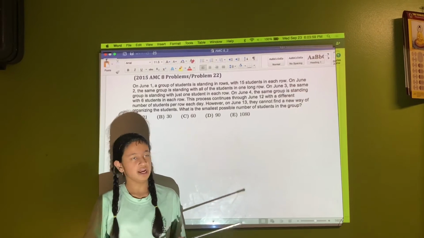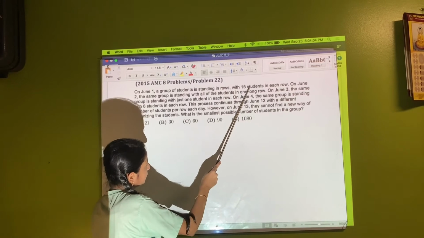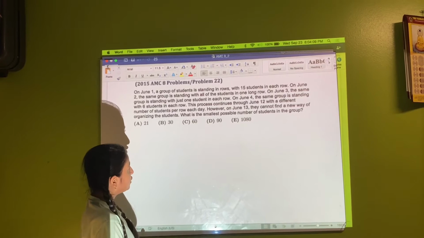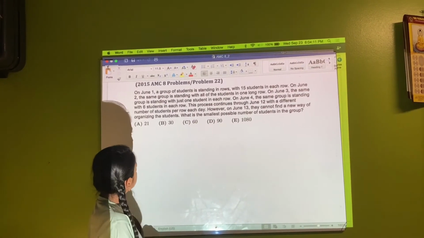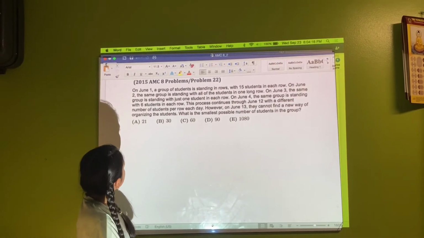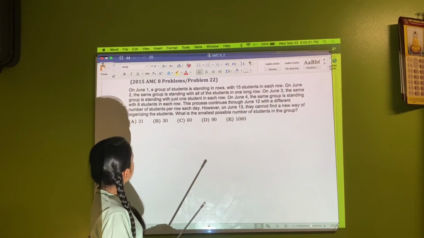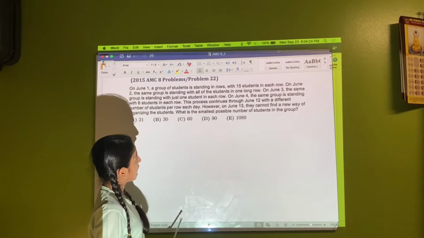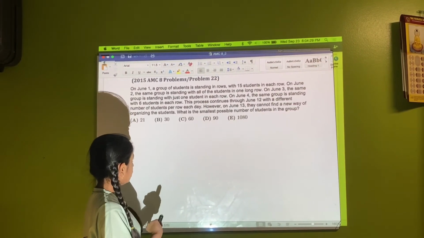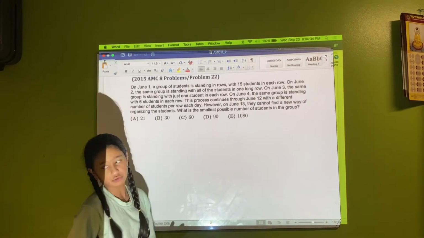Now another problem in factoring. On June 1st, a group of students is standing in rows with 15 students in each row. On June 2nd, the same group is standing with all of the students in one long row. On June 3rd, the group is standing with 1 student in each row. On June 4th, the same group is standing with 6 students in each row. This process continues through June 12th with a different number of students per row each day. However, on June 13th, they cannot find a new way of organizing the students. What is the smallest possible number of students in the group?